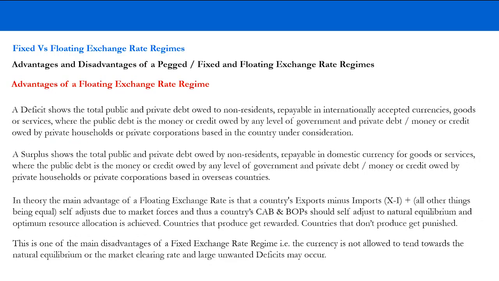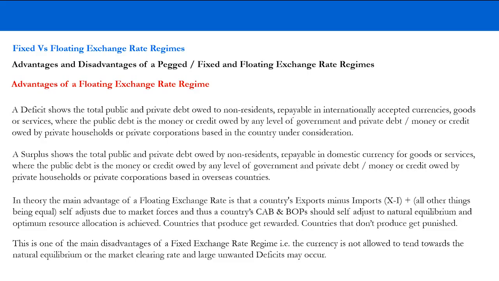So basically, a deficit shows the total public and private debt owed to non-residents, and that's repayable in internationally accepted currencies, goods, services, where the public debt is the money or credit owed by any level of government, and private debt is money or credit owed by private households or private corporations based in the country under consideration. I know it gets a little bit complicated, but it's really critical to know all this stuff. So I would advise you to go through this video a few times.